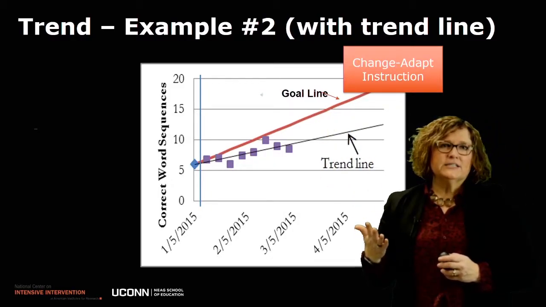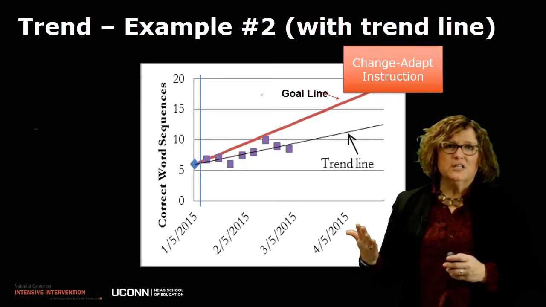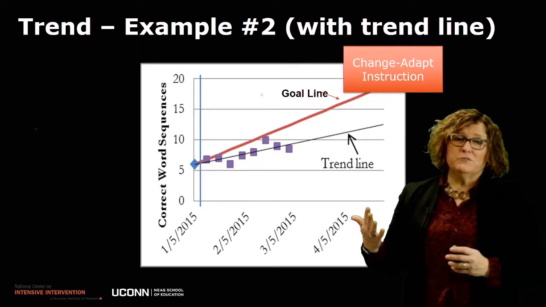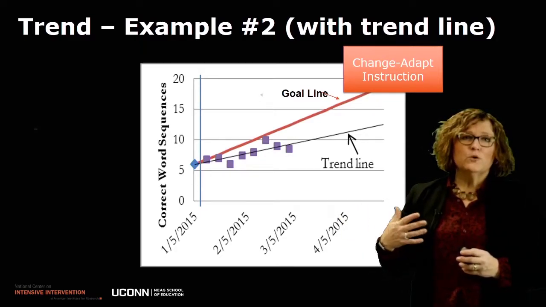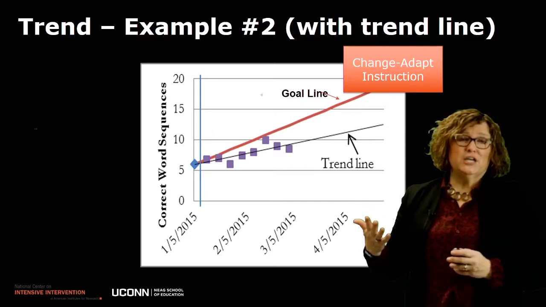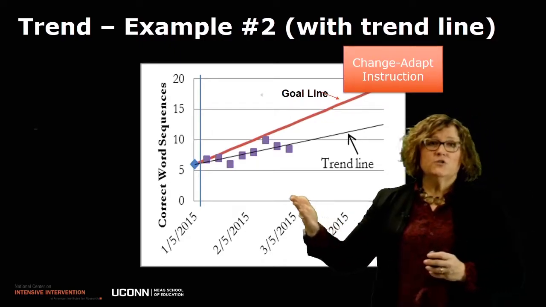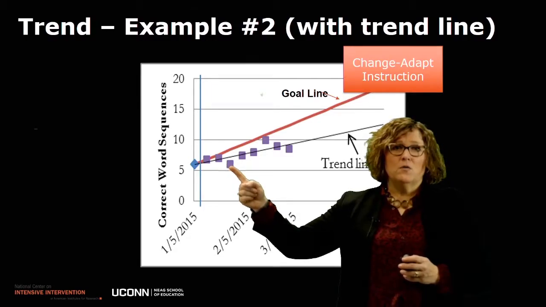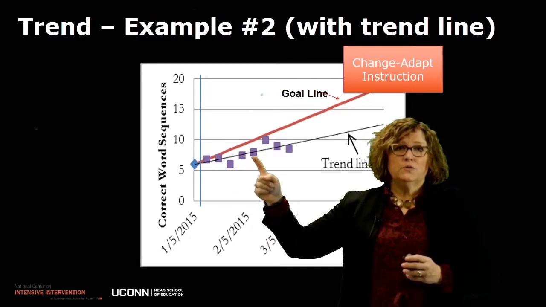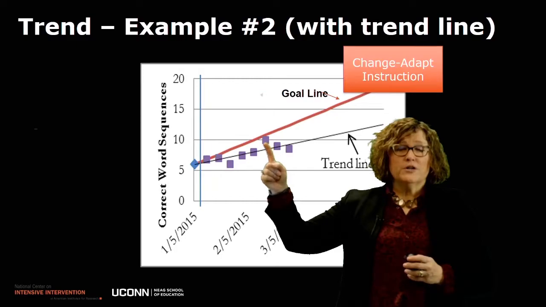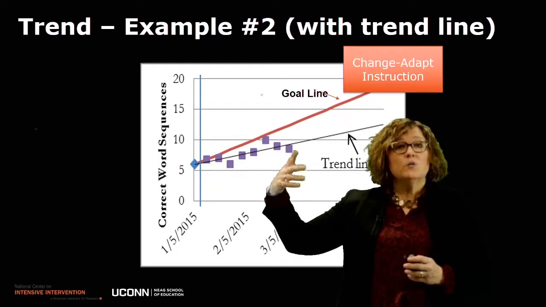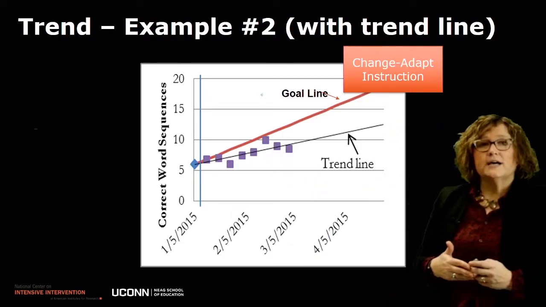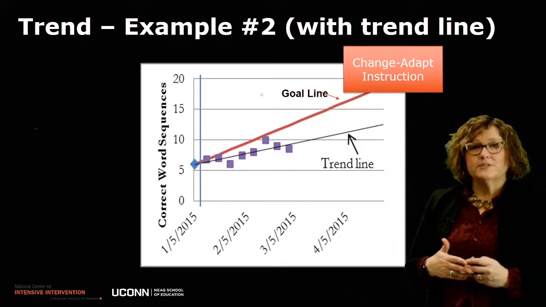And in fact, as we look at the data points and think about level, it could be, if we use this 4 consecutive data points below the goal line, that we could have even suggested making a change even more quickly. So if we go back here and think about 1, 2, 3, 4 data points below the goal line, it could be that at this point we even decided to make that decision to change or adapt instruction.